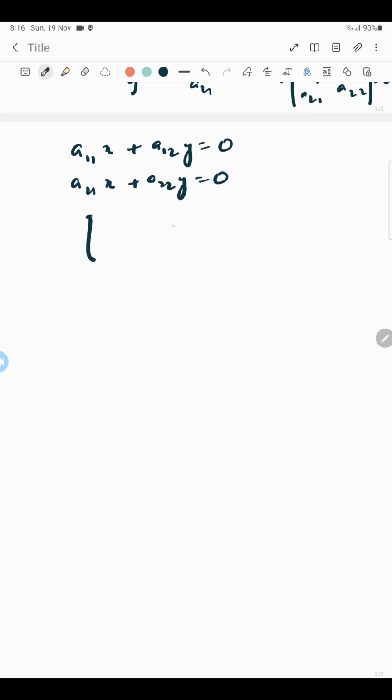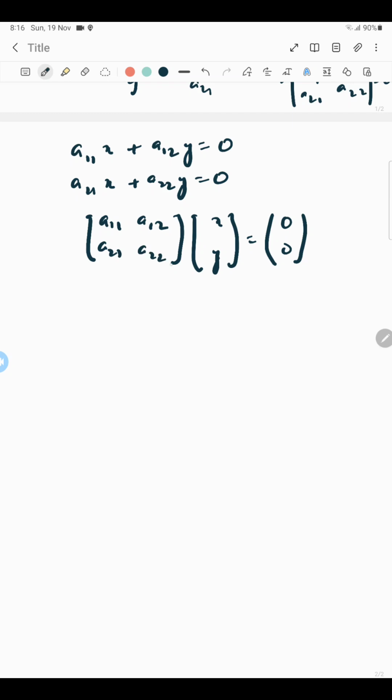This can be written as product of two matrices. This is a 2 by 2 matrix, this is a 2 by 1 matrix. The product will be A11x plus A12y, which is the first equation, equal to 0, and then A21x plus A22y equal to 0. That's the second equation. We can write like this: Ax is equal to 0, where x is the variable matrix and A is the coefficient matrix.